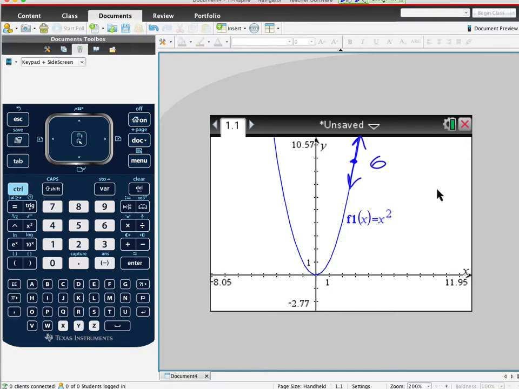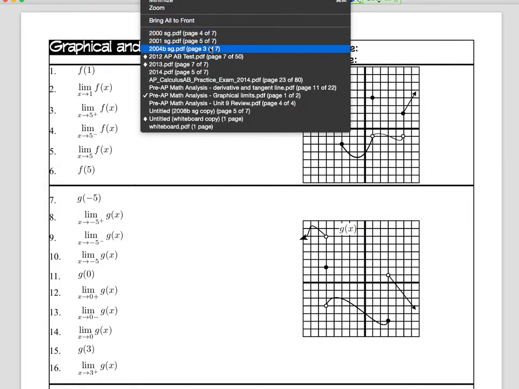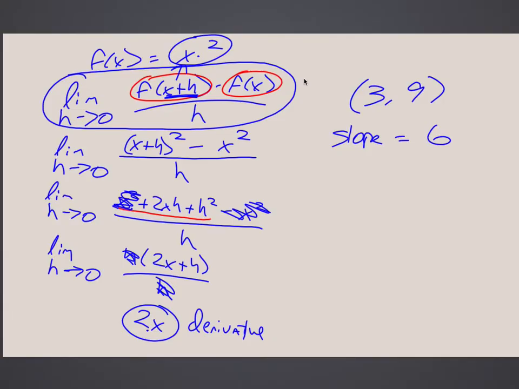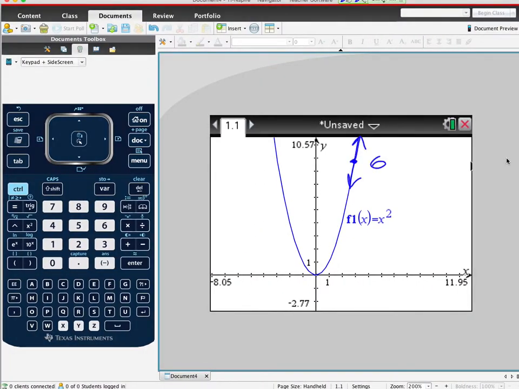Now let's look at another point, because there's something we want to learn. Alright, let's pick the point (-3, 9). What's the slope of the tangent line at the point (-3, 9)? That is -6. So my slope there is -6. So let's go back to the graph. There's 9. We come over here. There's my tangent line, and I know that slope is -6.